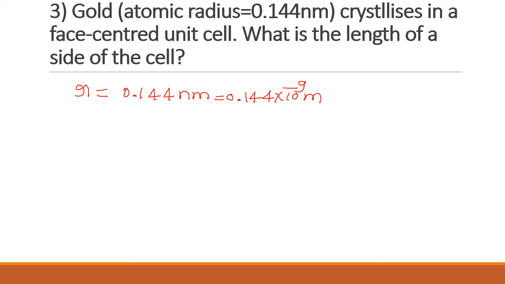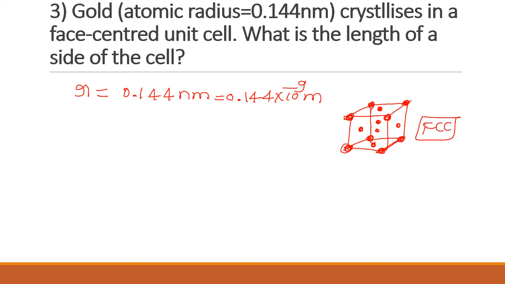See, if you are considering the FCC unit cell, this is a diagram of FCC. What is FCC? At every 8 corners, the constituent particles are present like this, isn't it? And at the center of every 6 faces, there is also a constituent particle. So this is FCC. If we denote the side of the cube, or the length of the cell, as A, this is A. So they have given, we need to calculate the value of A.